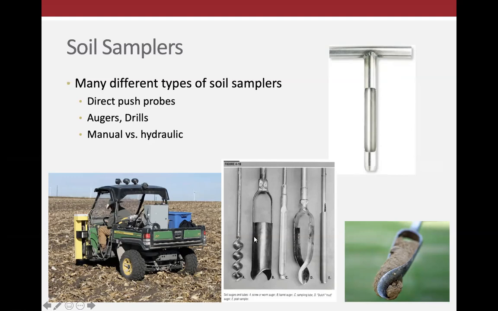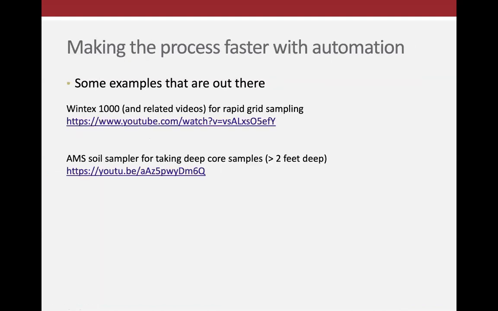We can use things like augers here. This is what we might call a Dutch auger. There's lots of different things out there. This is kind of an automated thing that I'm talking about, where there's a hydraulic engine back here and a tank, and then instead of him having to get out, there's a direct push probe that goes in and captures this sample, okay?